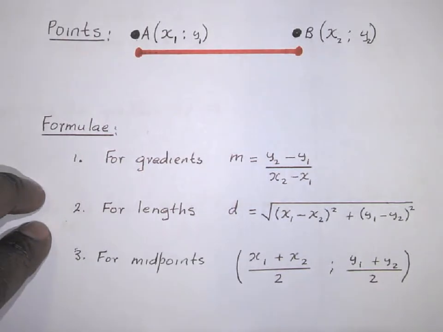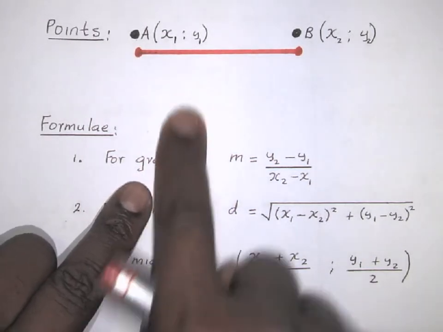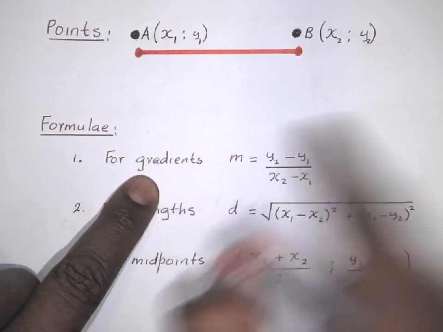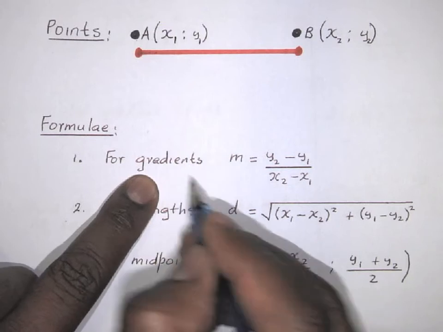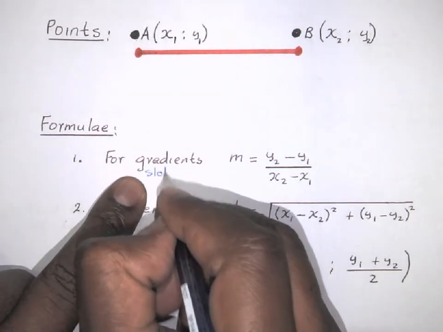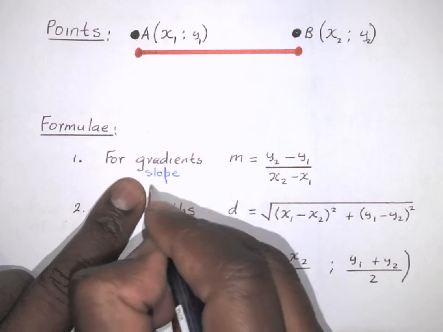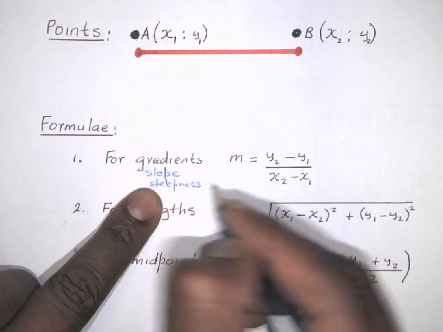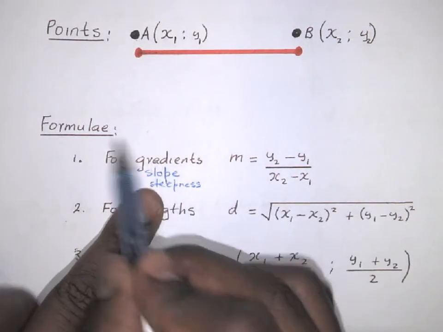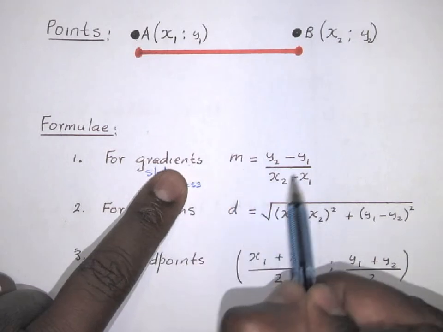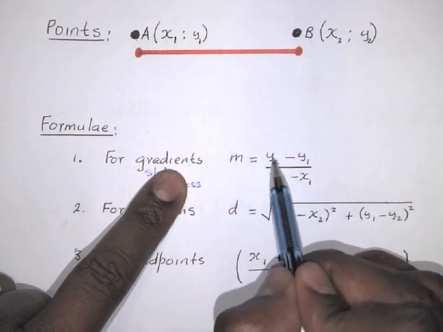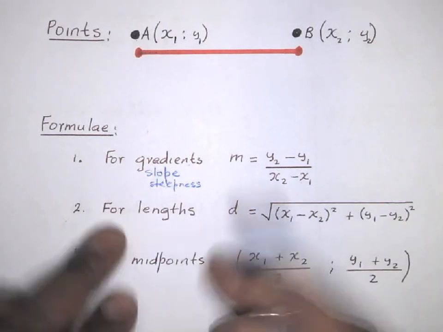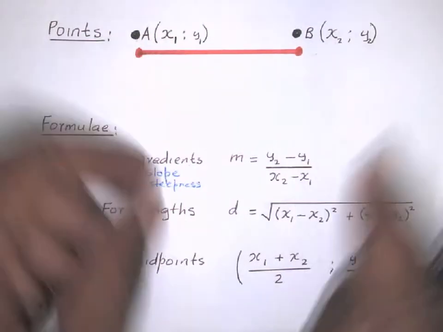You may be asked to find the gradient of the line segment. Remember that the gradient, sometimes we call it the slope, where they talk sometimes about the steepness. How steep is the line or line segment? So the formula for the gradient is given like this. It's y2 minus y1 over x2 minus x1. Now for the length, meaning the length between A and B, we use this formula here.